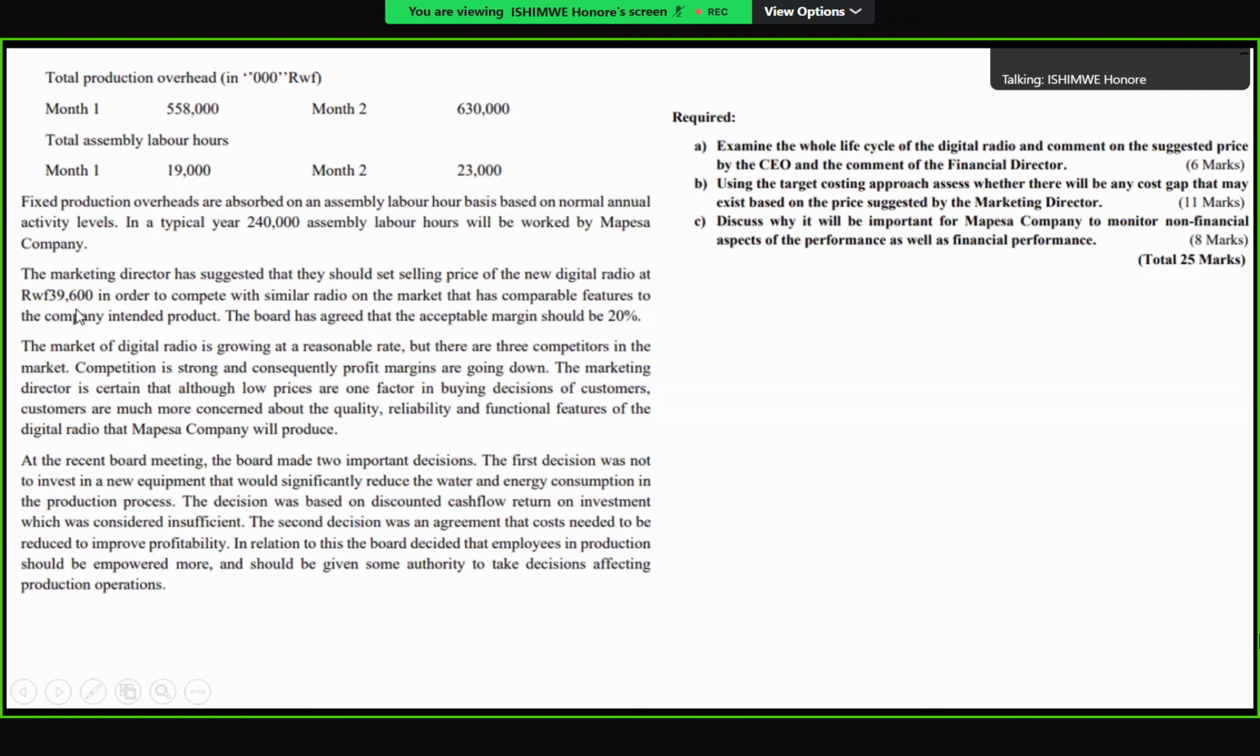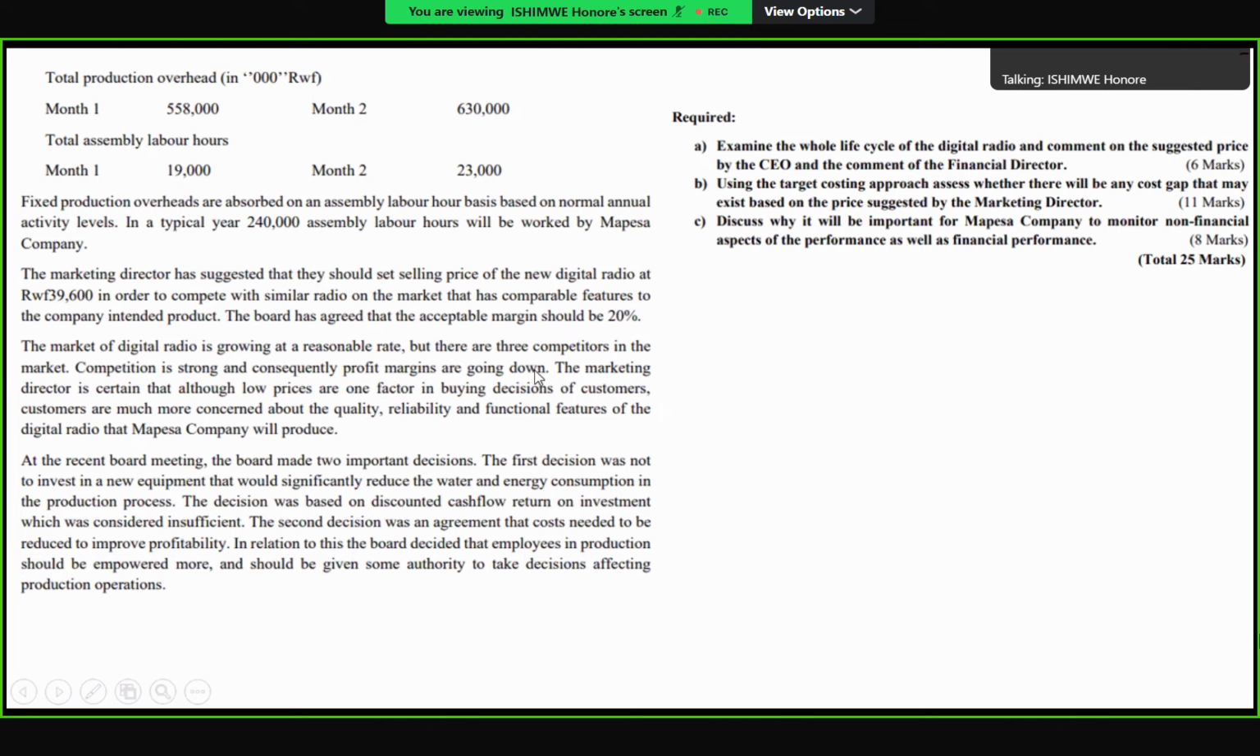So now the marketing director has suggested that they should set the selling price of the new digital radio at 139,600 francs, in order to compete with a similar radio on the market that has comparable features to the company's intended product. The board has agreed that the acceptable margin should be 20%. The market of digital radio is growing at a reasonable rate, but there are 3 competitors in the market. Competition is strong and consequently profit margins are going down.